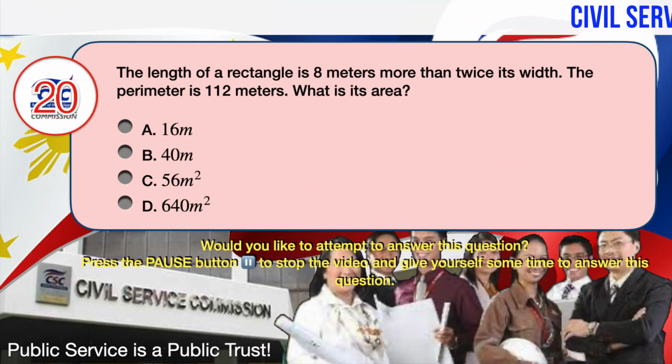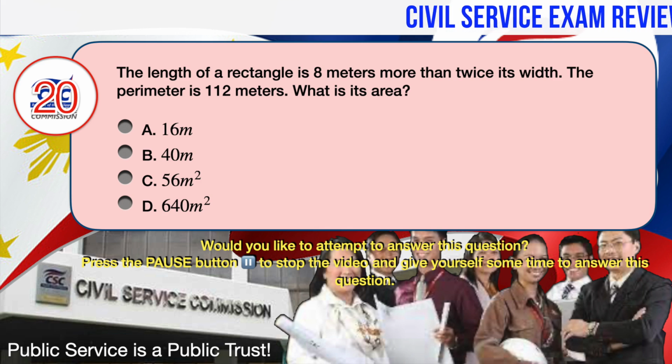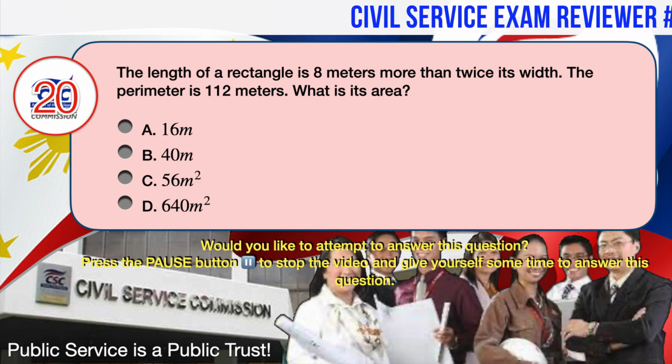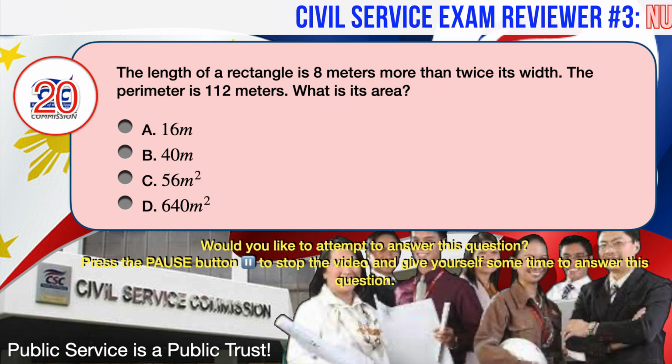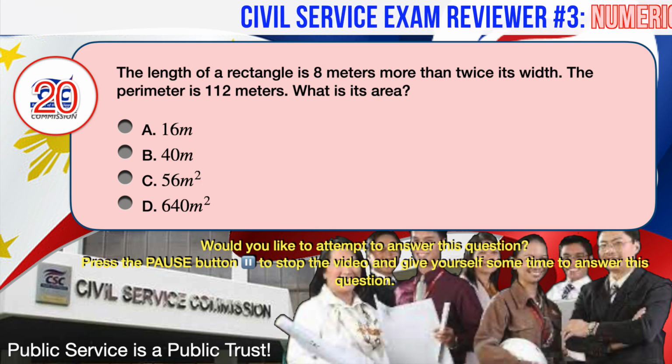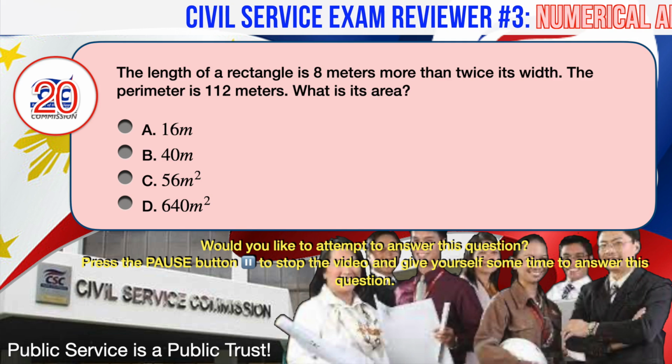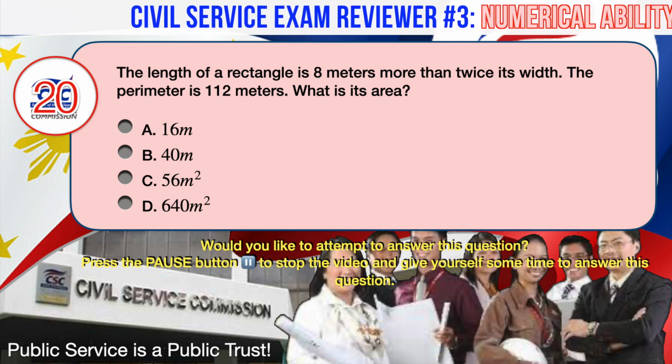Question number 20. The length of a rectangle is 8 meters more than twice its width. The perimeter is 112 meters. What is its area? A. 16 meters. B. 40 meters. C. 56 square meters. D. 640 square meters.